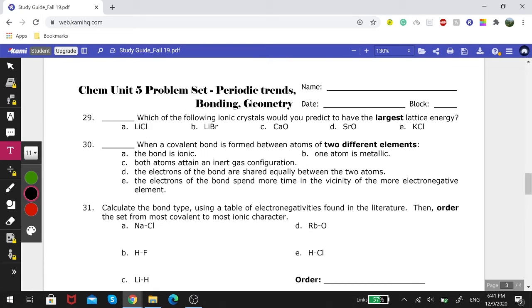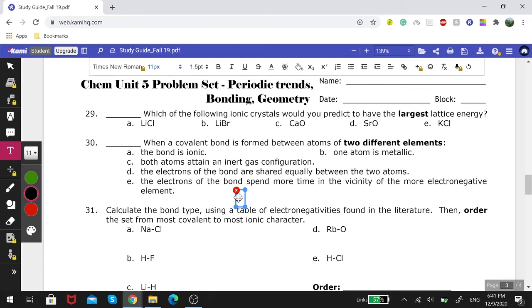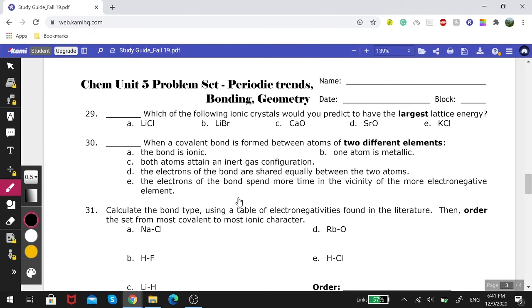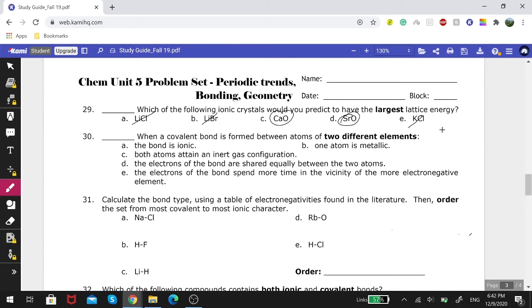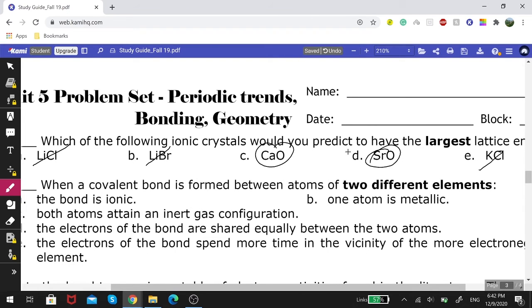Alright, now next one. Which of these following ionic crystals do you predict have the highest lattice energy? Again, more charge equals more lattice energy, right? So first let's find that. Li only has 1 plus, so does Cl. Cl has 1 minus. So 1 plus 1 minus, 1 plus 1 minus. Ca has 2 plus, so this is 2 plus 2 minus. SrO is also 2 plus 2 minus. And KCl 1 plus 1 minus. Right. So all of these only have the charge of 1, while these two have the charge of 2. So the largest energy is obviously in between one of these.